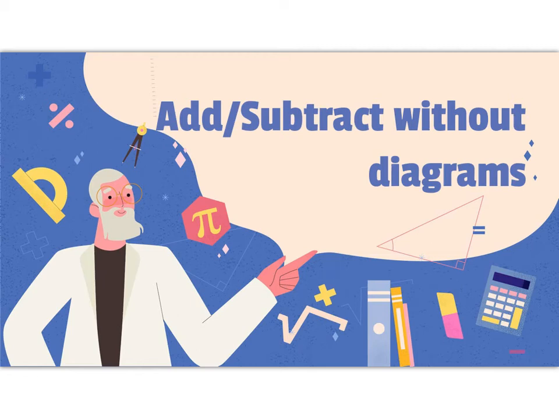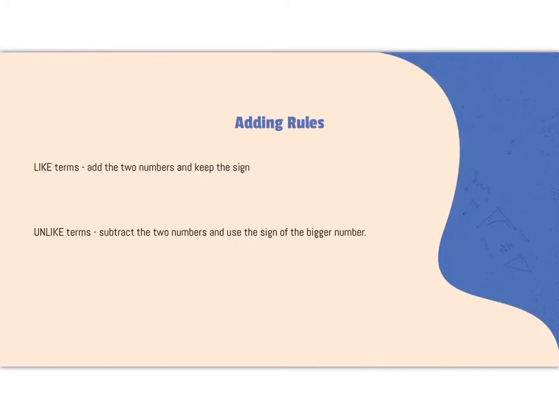Hello, so this is an introduction into adding and subtracting without the use of any diagrams. Our adding rules: essentially, if you have two like terms, you're going to add the two numbers and keep the sign. So what I mean is if you have a positive 3 plus a positive 1, both of these signs are positive, so I'm just going to turn this into a positive 4.